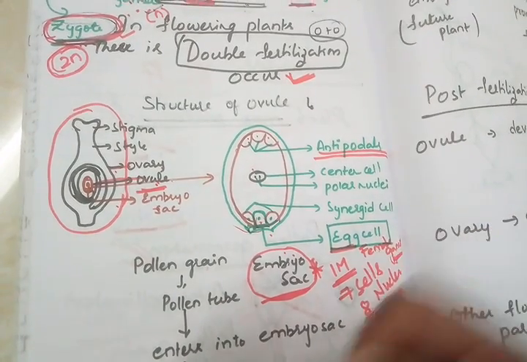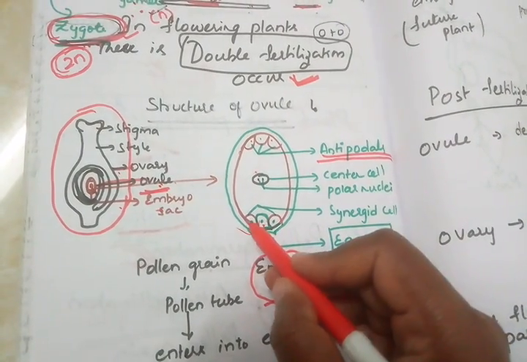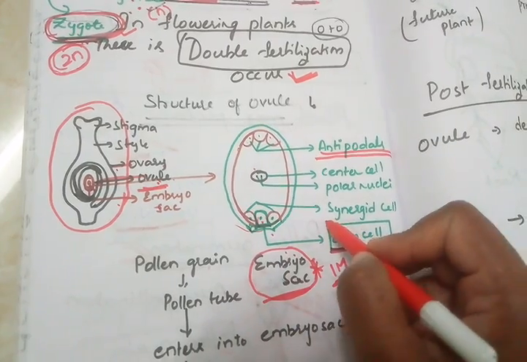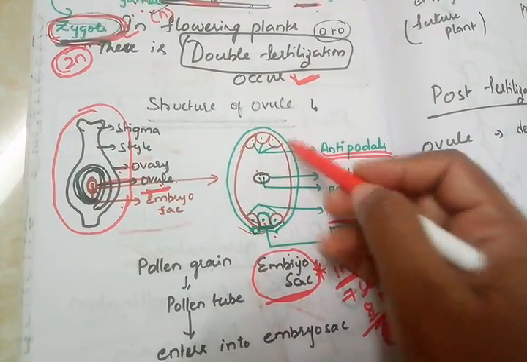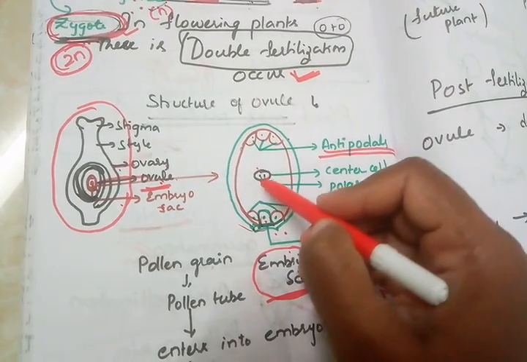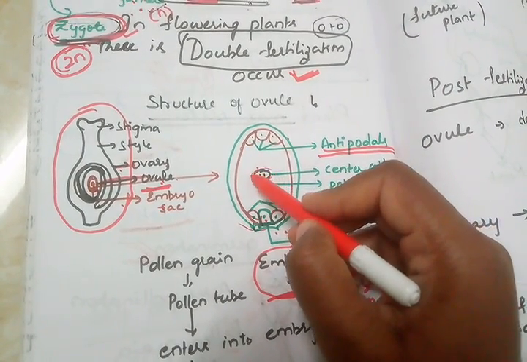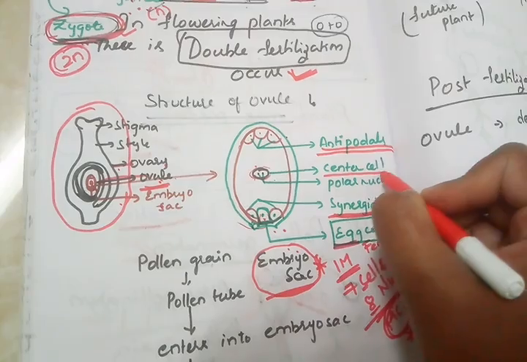And this egg cell is the female gamete. Beside it there are 2 cells which are called synergid cells. So here, top 3 cells, bottom also 3 cells, and one more cell which is present at the center of the embryo sac, that is called the center cell.